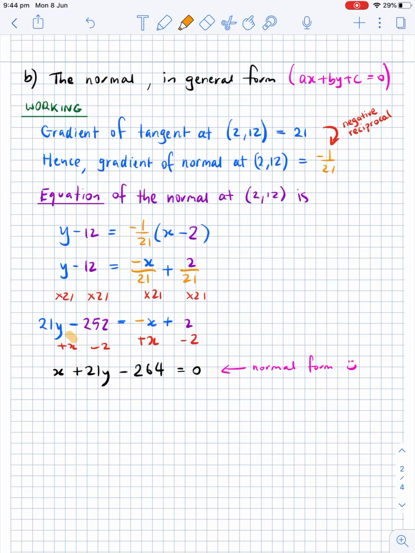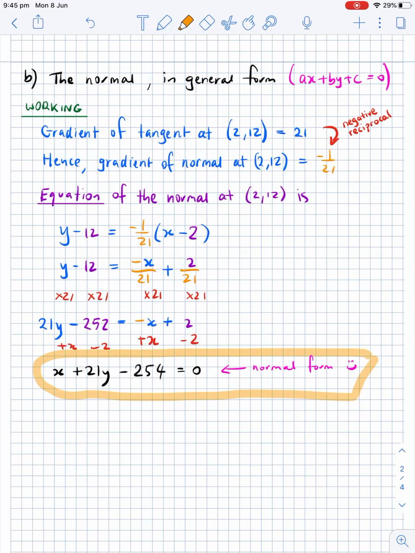And we should get a final equation of, if we try to simplify this side, we've got positive x. We'd like to put our x's at the front. We've got 21 lots of y. And minus 252 take away 2. That's going to give us minus 254. And that equals 0, because we got 0 on one side. We literally plussed everything over to the other side. And there is the equation of our normal form.